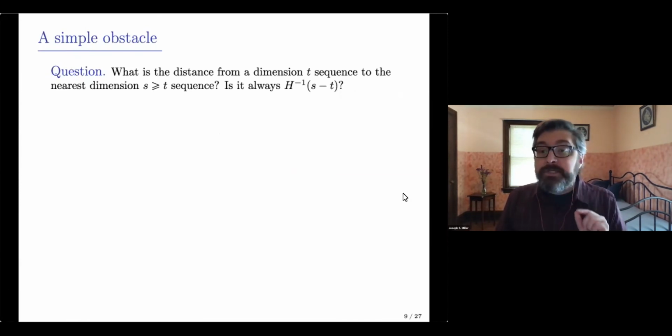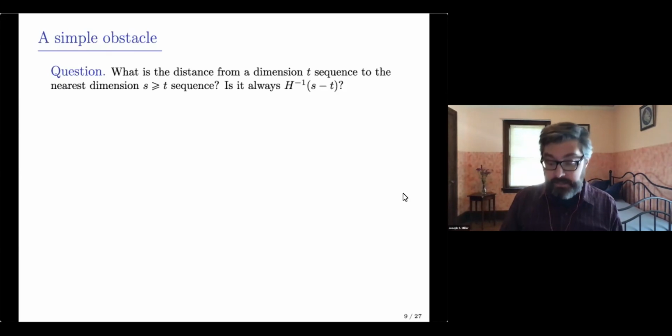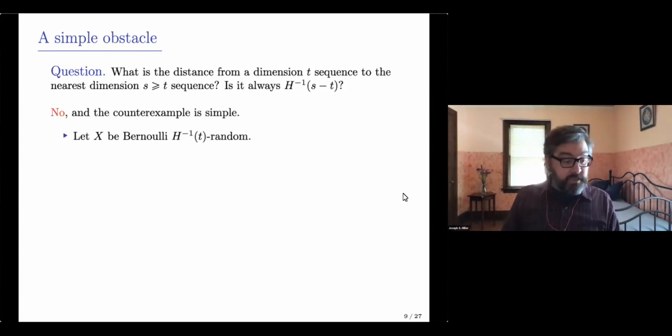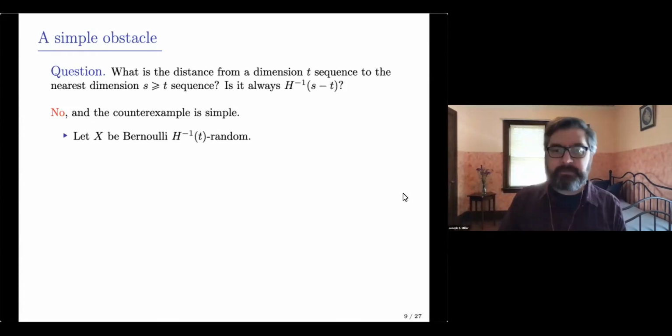Can you always do that well if you fix the lower dimension sequence? If you fix a dimension t sequence x, can you always find a y that's close? And the answer is no. And the counterexample is simple, and it's going to be our first use of Bernoulli randoms, maybe our best use of Bernoulli randoms, to be honest.